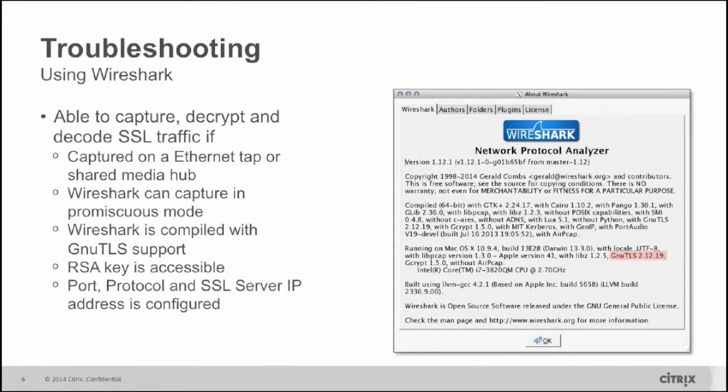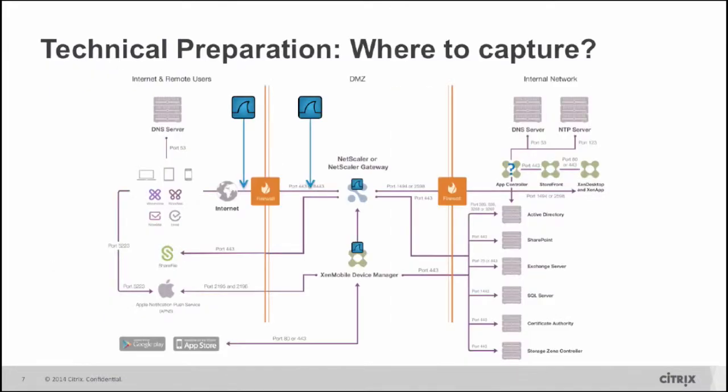And as I mentioned before, the RSA key needs to be accessible. The port, protocol, and SSL server IP address need to be configured in Wireshark. And I'm going to show you that in a minute.